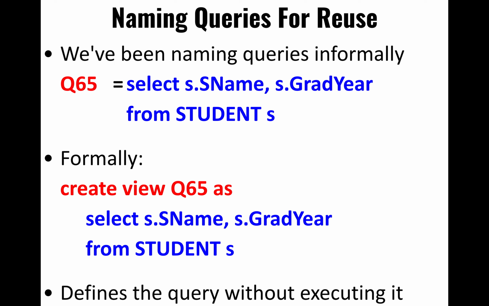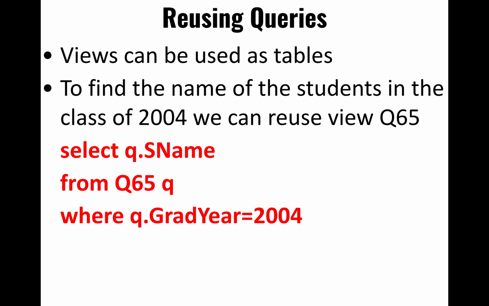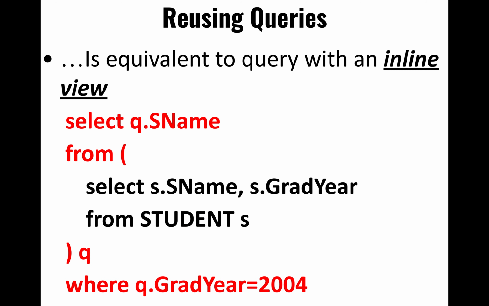Now formally, to implement that we use CREATE VIEW Q65 AS and then the select statement. It means don't execute it right now. Instead, postpone this execution until later, when I refer to it either in the from clause, where clause, or select clause, and then run the query. You can reuse it. Here we are implementing one query in terms of Q65.